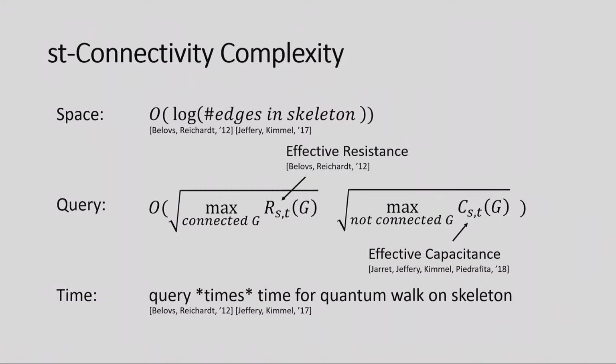And the time complexity is a little more complicated than this, so a lot of the time we want to work with query complexity, especially because we can easily compare it to classical bounds. But in this case, the time complexity is the query complexity times the time it takes for a quantum walk on the skeleton graph, but we're not actually implementing a quantum walk. We're doing phase estimation on a unitary built from the quantum walk unitary.